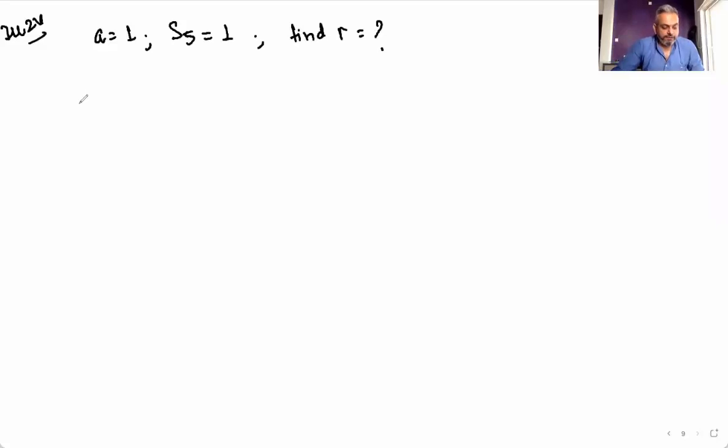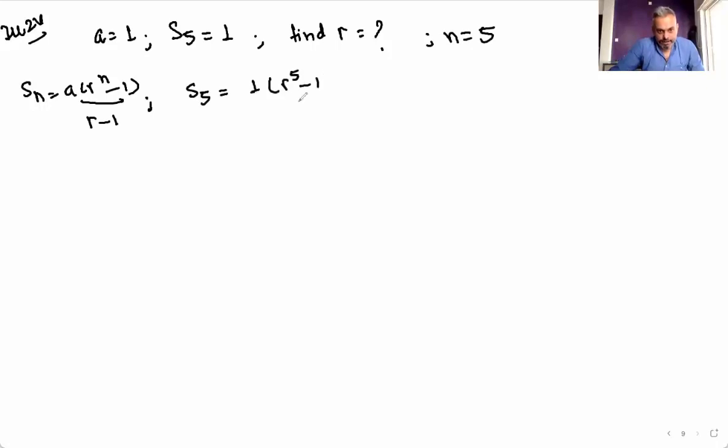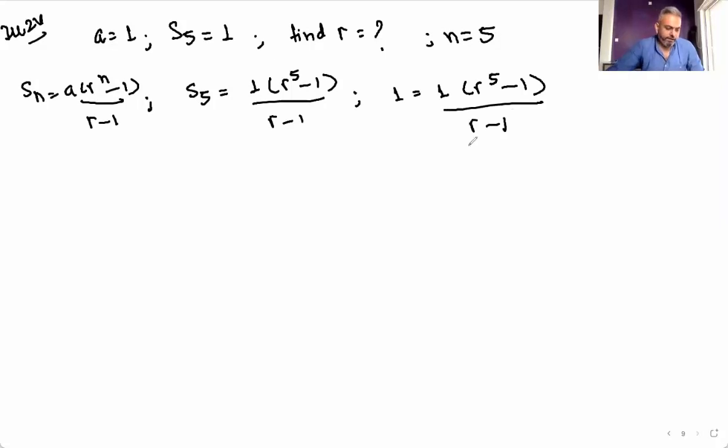Now let's first write the formula. So Sn is equal to a into r raised to n minus 1 upon r minus 1. n is equal to 5. Now S5 is equal to 1 into r raised to 5 minus 1 upon r minus 1. So S5 is also 1. So 1 is equal to 1 into r raised to 5 minus 1 upon r minus 1.